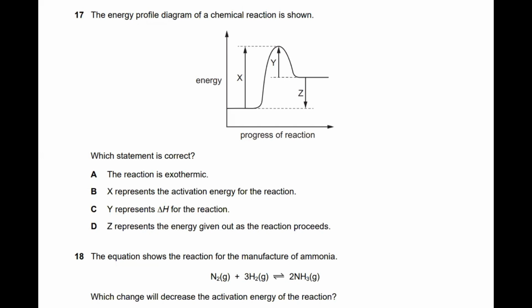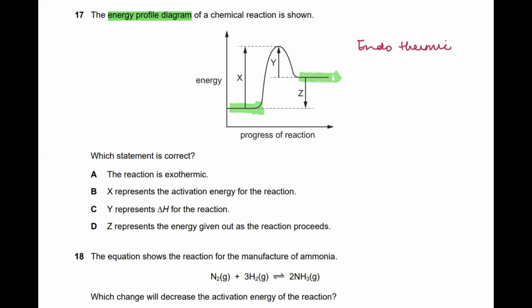Question number 17 is about the energy profile diagram. They have mentioned a chemical reaction here. So always remember, if we have the reactant level down there and the product level up there, the reaction is always an endothermic reaction. Endothermic reactions are the ones which take heat from the surroundings.